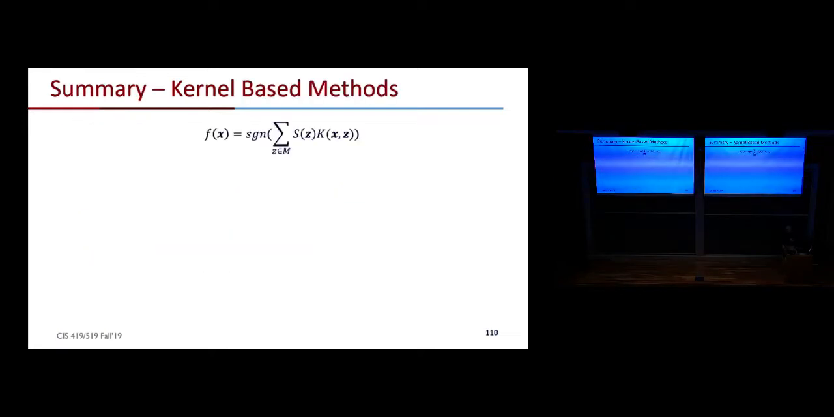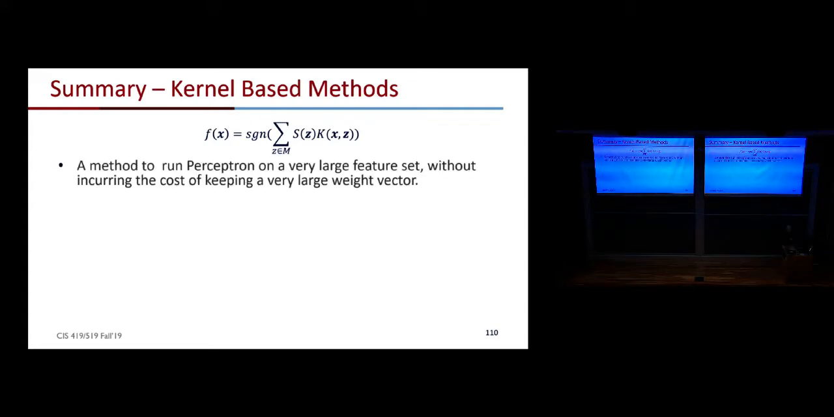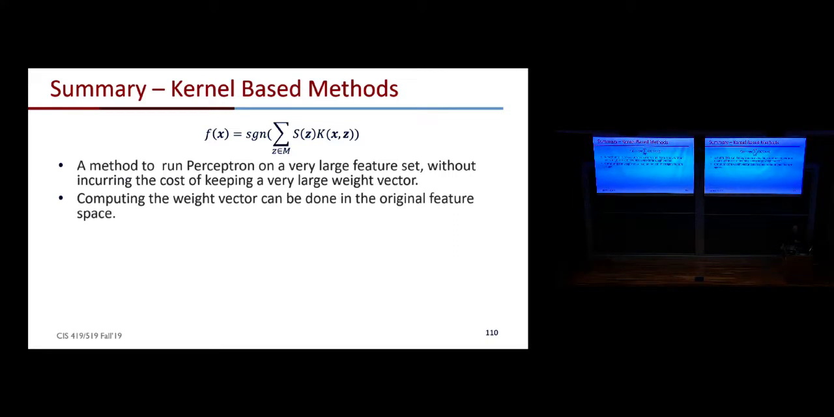Okay, let me summarize and say a few more things that some of you asked last time. What have we done? We gave a method to run perceptron. We'll see later on that other algorithms can do the same thing; SVM will be our example. It runs on a very large feature set, or very large dimensionality, without incurring the cost of keeping a very large, high dimensional weight vector. We really showed that we can compute the weight vector in the original feature space.